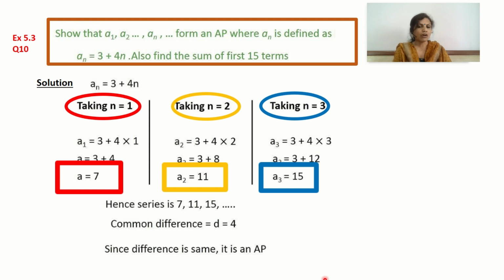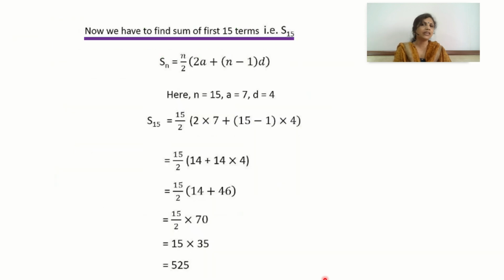If you check out common difference, the common difference is 4, and since the common difference is same, it forms an AP. So that is what we are asked. Does this form an AP? So yes, A1, A2 up to AN forms an AP. Now the other part of the sum is we have to find out sum of 15 terms.